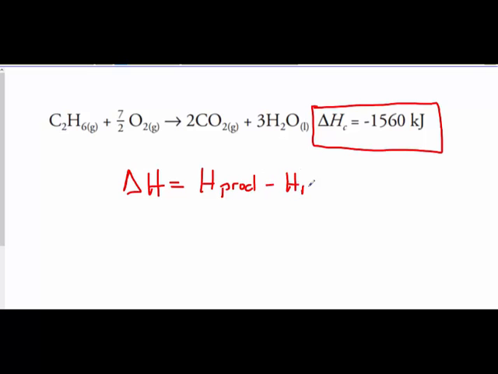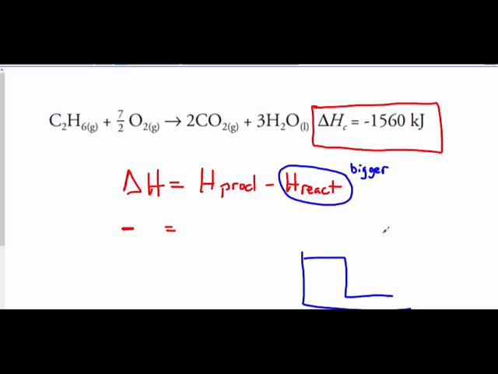So if this value is a negative value, think about what that means for a minute. In order to get a negative value, the quantity that we're subtracting must be the bigger number. So that means that our reactants have higher enthalpy than our products, and we could quickly sketch ourselves a little curve of that. If your reactants have higher enthalpy, they're up here compared to your products down here, and this is an exothermic reaction.